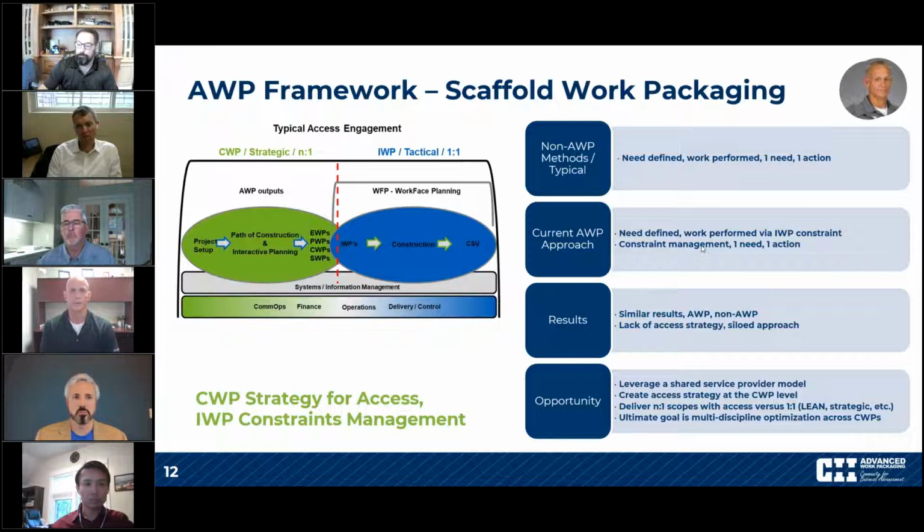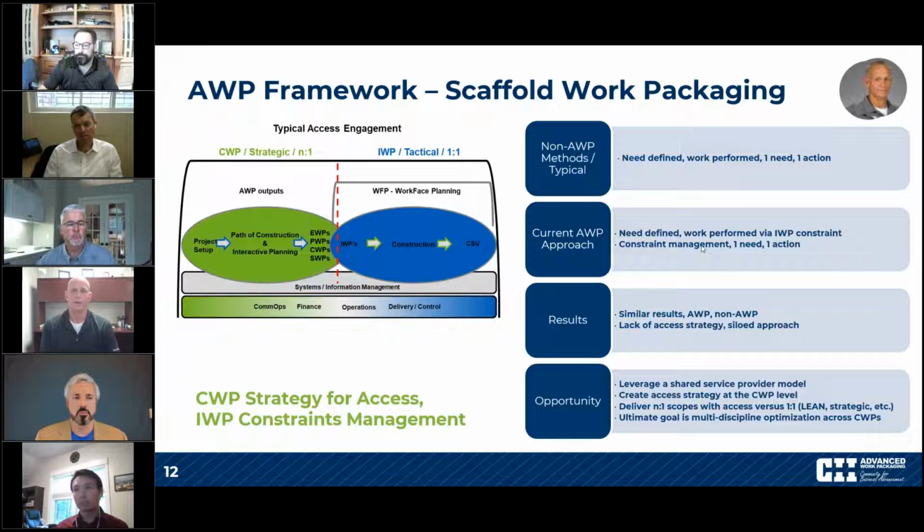I can do this much more strategically, and I could satisfy many scopes of work with one single access delivered in the field. So if you look on the right, the way I look at it today, the reason we haven't seen big gains in scaffold and access performance on AWP projects is because we're working it just like non-AWP projects would. We've identified a scope of work and we take care of that scope of work on a very one-to-one basis.